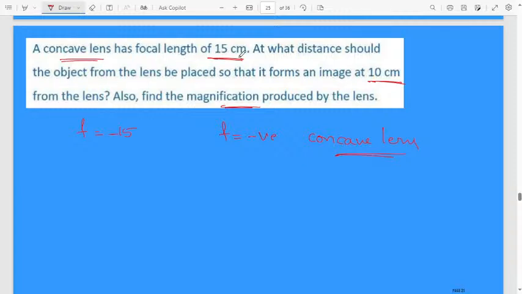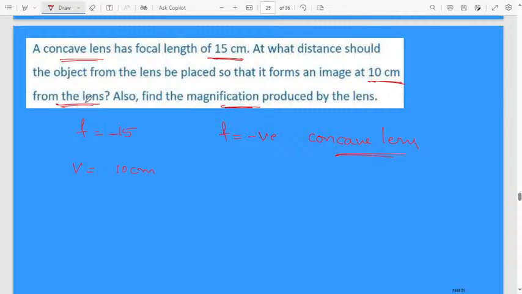The focal length is 15 centimeter. You have to remember focal length is negative in the case of a concave lens. And at what distance should the object from the lens be placed so that it forms an image 10 centimeter from the lens? Here they are given image distance is 10 centimeter. Then here one clue they are given, at what distance should the object from the lens be placed so that it forms an image 10 centimeter from the lens.